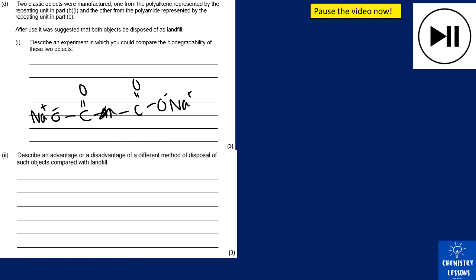So part 2, an advantage or a disadvantage of a different method of disposal. So this is quite an open question really. We could talk about recycling, and if we talked about recycling, we could say the advantage would be that we don't use up valuable space. We could talk about a disadvantage of recycling and say that the plastics would need to be sorted, which is very time consuming and can be expensive. Or we could talk about another type of disposal, which is incineration, and we could say the advantage of incineration is that it releases energy, because you could burn these things to release energy. Or a disadvantage could be that incineration produces toxic fumes. So it's quite an open-ended question, that one. You've got quite a few different responses.